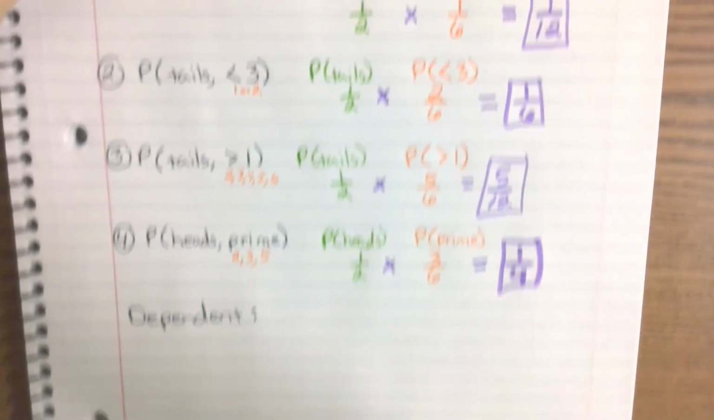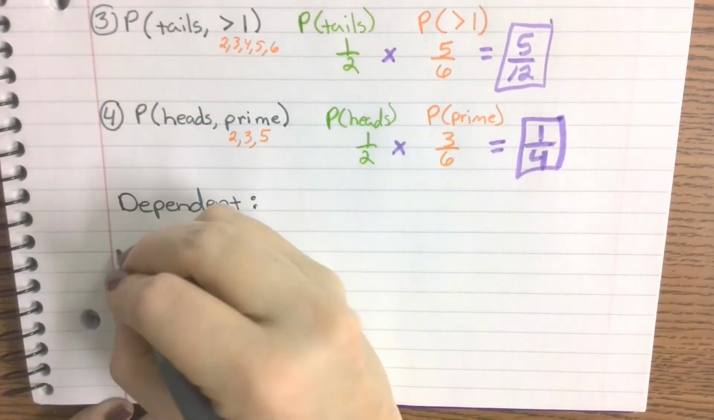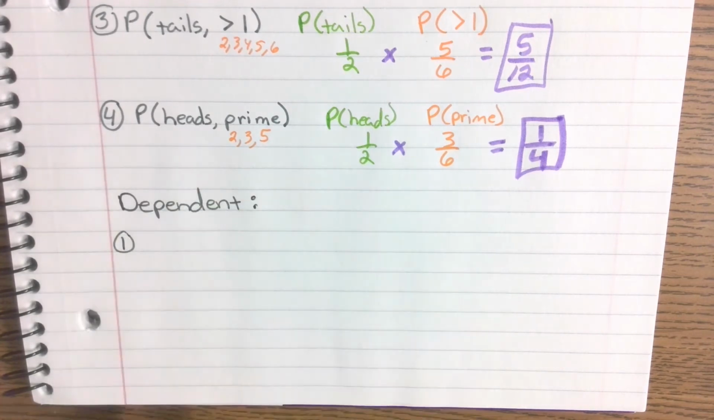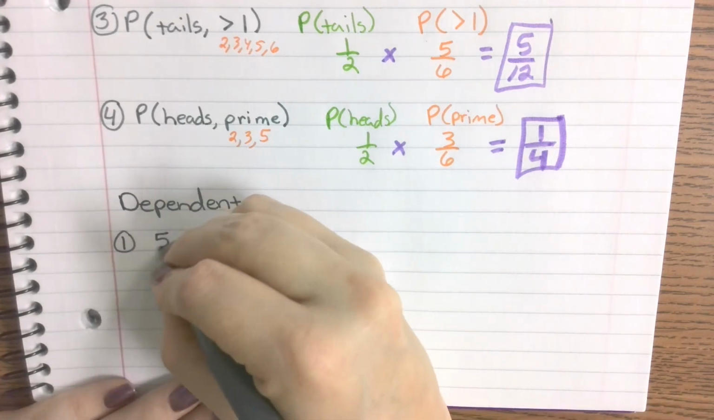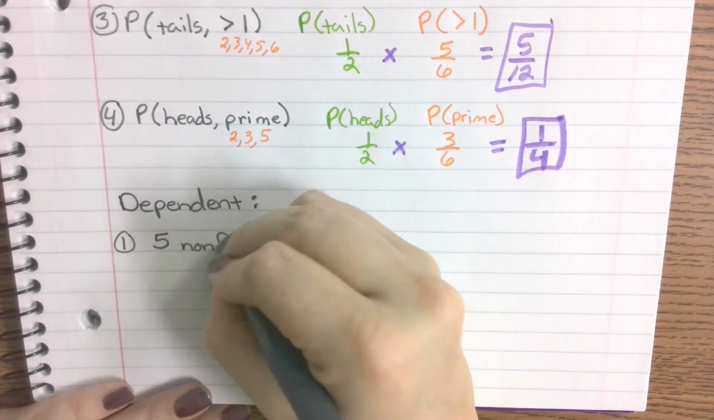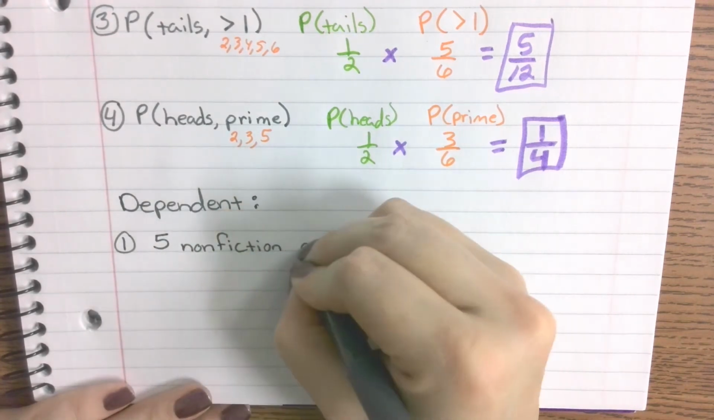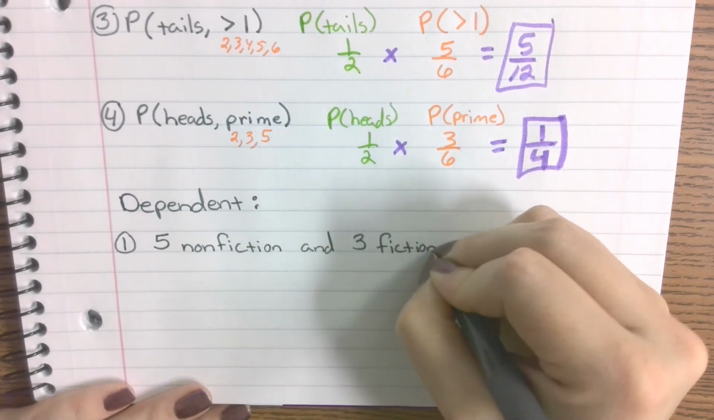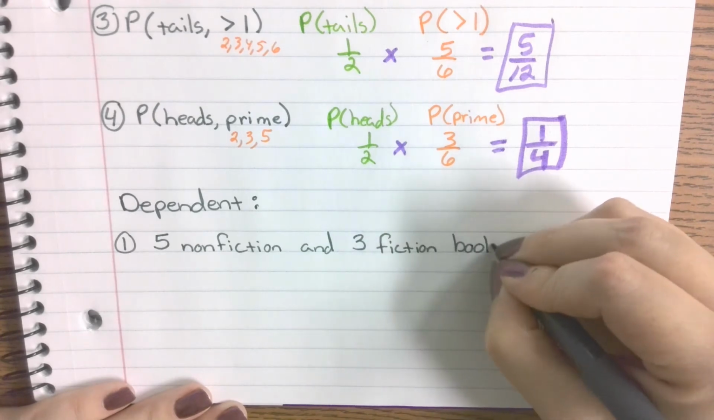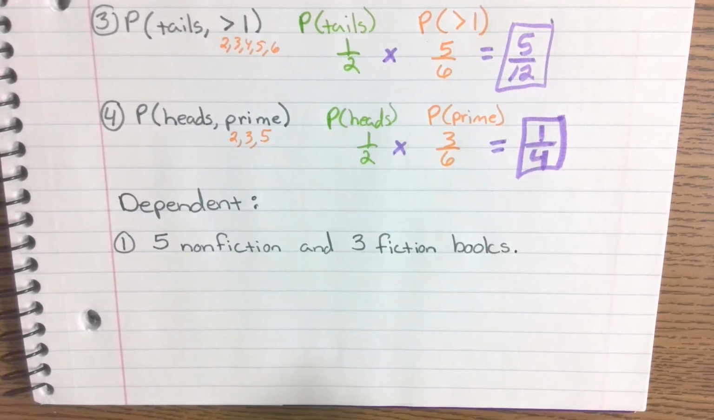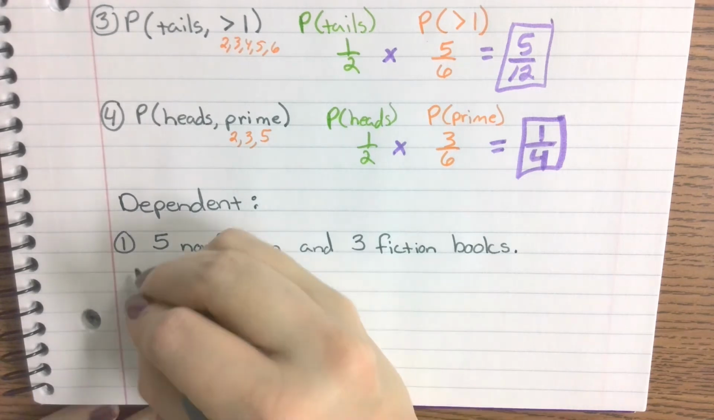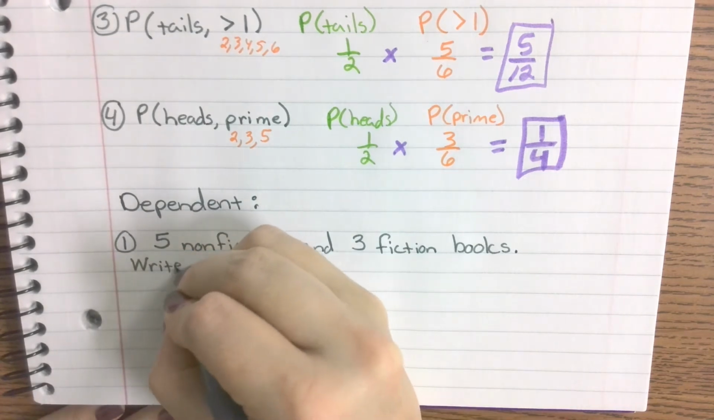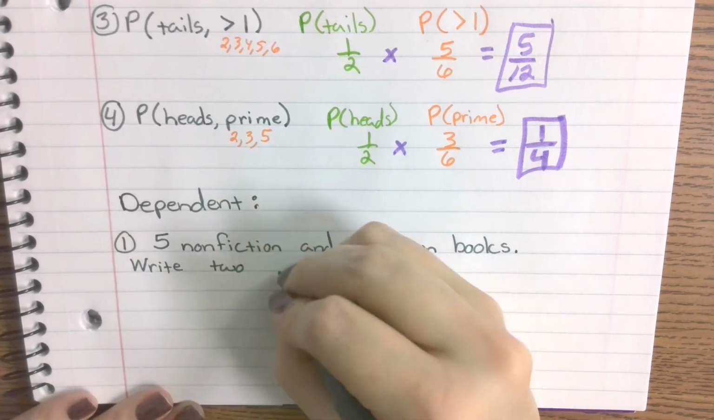Dependent. So for this situation, we're going to go back to the whole idea about book reports, right? We talked about writing a book report in a dependent situation. So let's say that we have 5 nonfiction and 3 fiction books, and we are going to write 2 book reports.